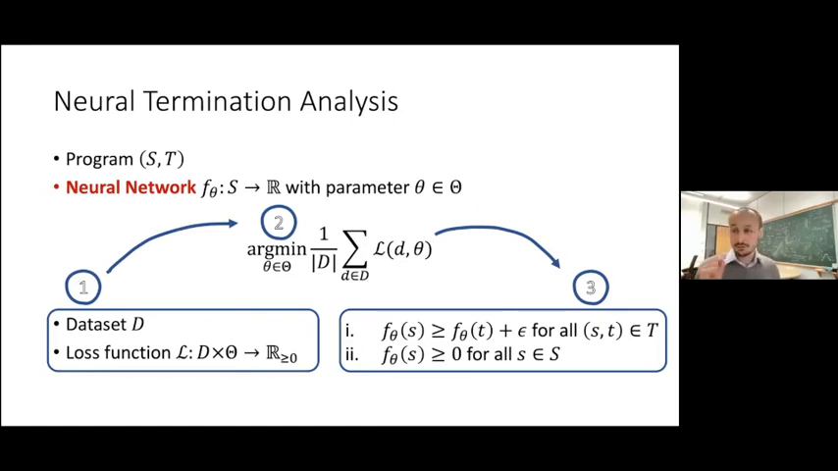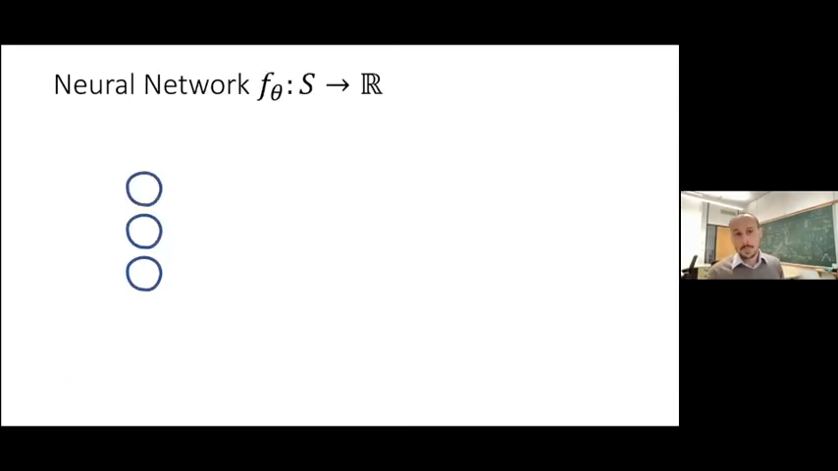What is a neural network? Very quickly: a function. In this case, we want a function from states to a real value. The state is what is described by the input neurons, so we need to model the input neurons so they describe the state. The state is the value of the variables of the program, for example.